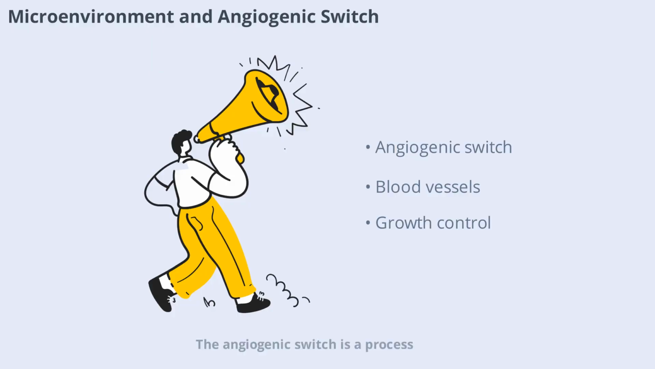The angiogenic switch is a process where the TME promotes blood vessel formation. This switch is triggered by signaling molecules and hypoxia. Targeting the angiogenic switch is a strategy for controlling tumor growth.